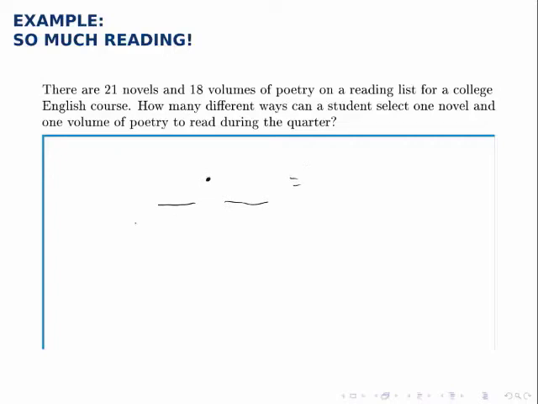So we're choosing two things. We're choosing a novel and we're choosing a volume of poetry. There are 21 ways to choose a novel, 18 ways to choose a volume of poetry, so the number of ways to select both together is the product of those two, or 378. Notice if we flip things around and made the choice of poetry first and the novel second, it would just be 18 times 21, which is still 378. So the order that we think of the choices doesn't matter. It just matters that we consider that there are two separate choices that we're making, and we have a certain number of ways of making each choice.